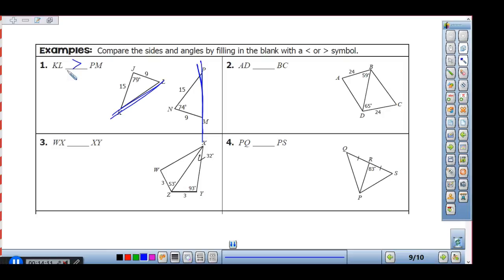Okay. So this one we're looking at AD, which is across from 59, and BC, which is across from 65. So AD is less than BC, because it's got a smaller angle.